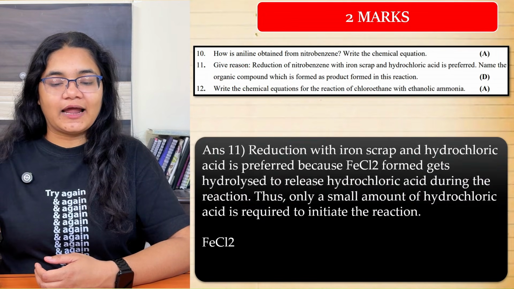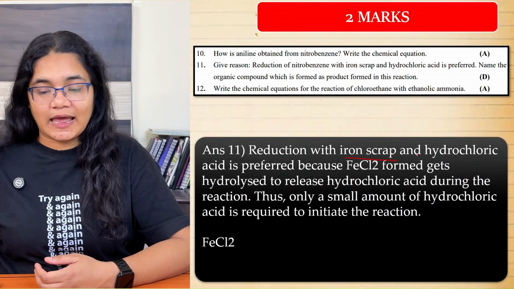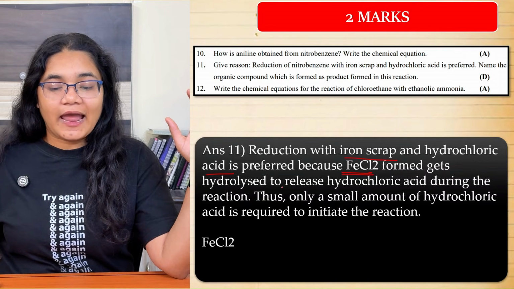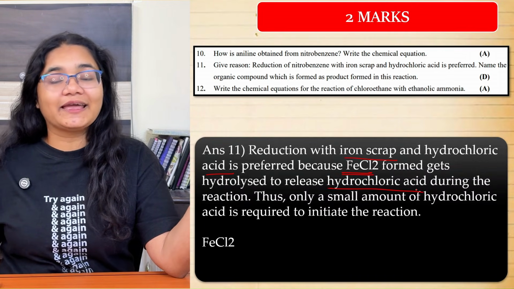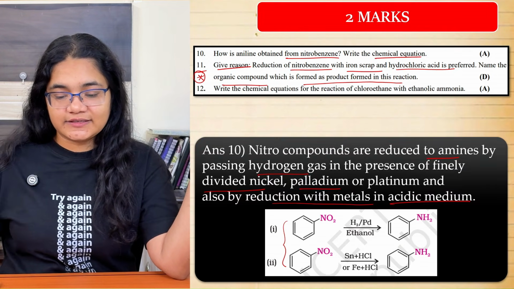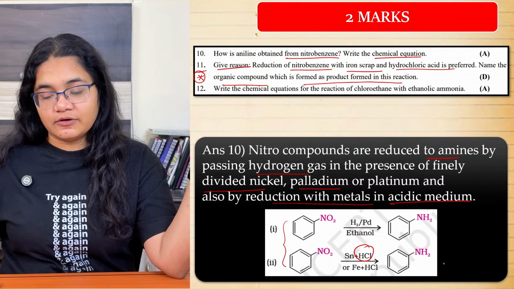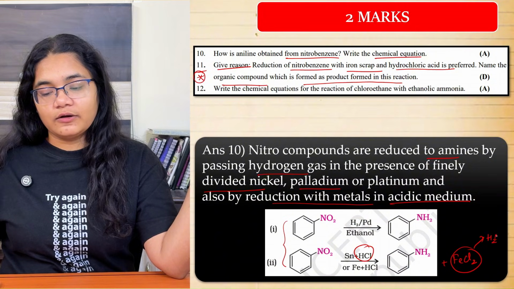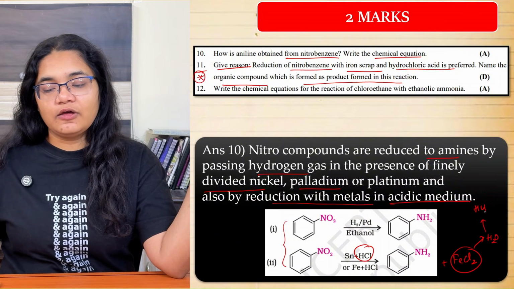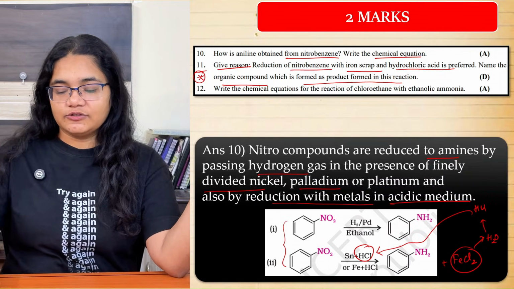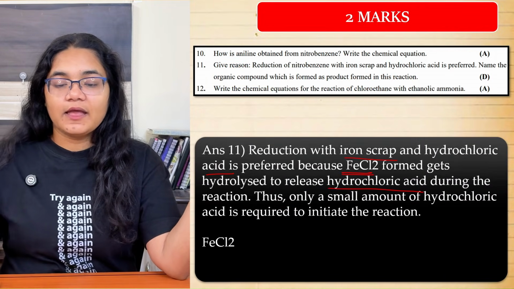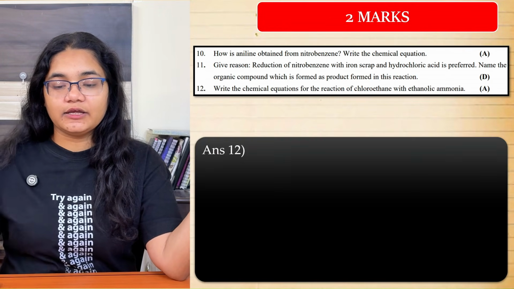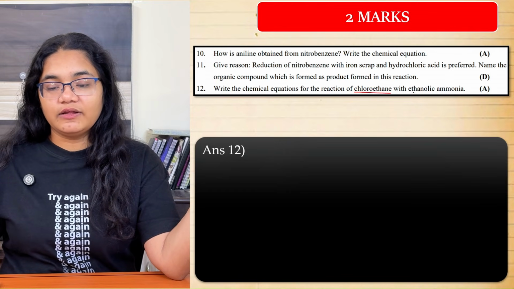Okay, so the reason for that is, see, reduction with iron scrap and hydrochloric acid is preferred because FeCl2 is formed as a byproduct, and this FeCl2 gets hydrolyzed to produce back HCl, which is used in the reaction, right? If you see, HCl is required in this reaction, so when you use Fe you get a byproduct FeCl2, and then when this FeCl2 reacts with water, or you just hydrolyze it, you will get back your HCl, which can be used in this particular reaction. So that is the story of using Fe/HCl, and that is why it is preferred. So what is the byproduct formed here? FeCl2.